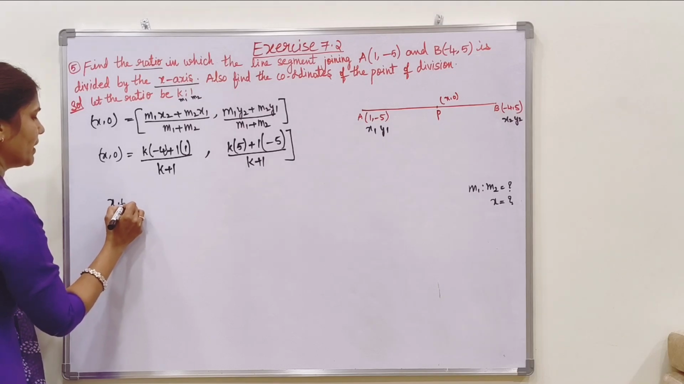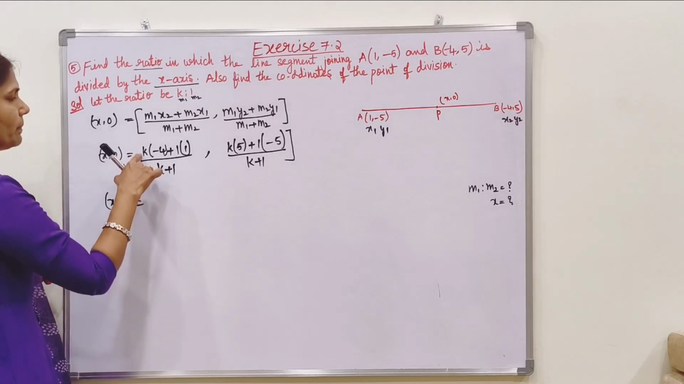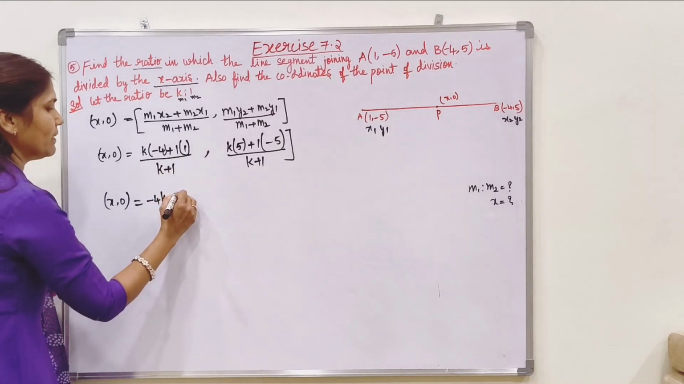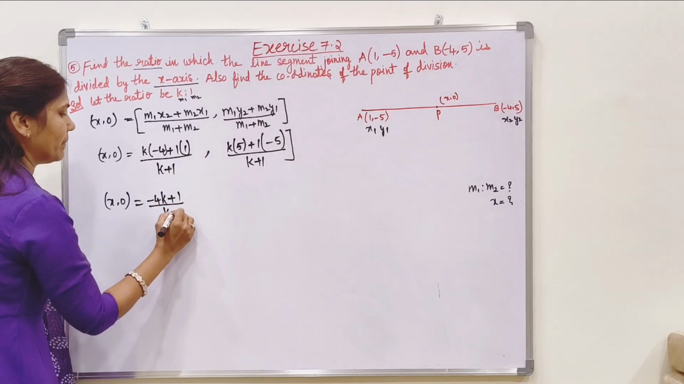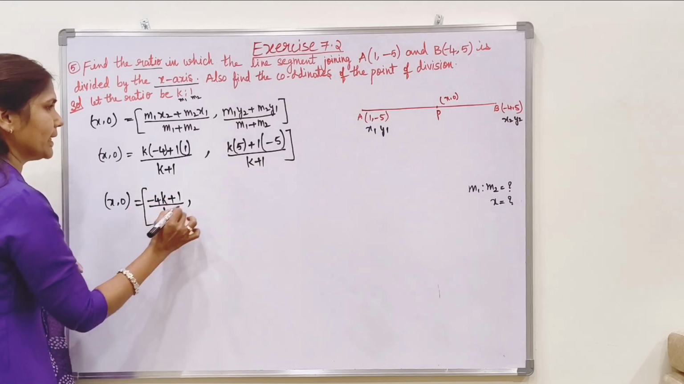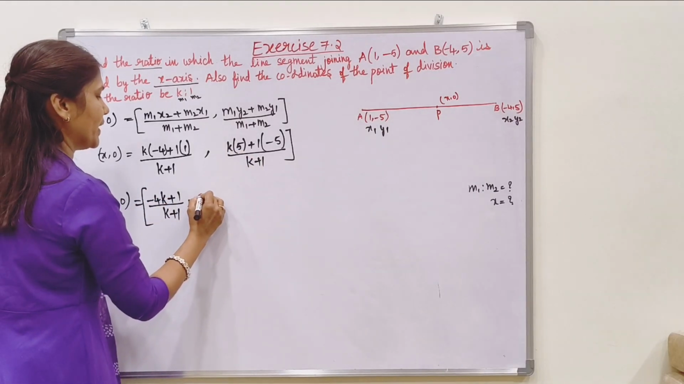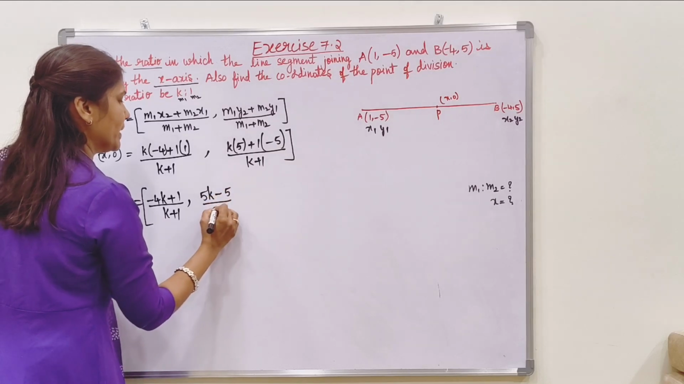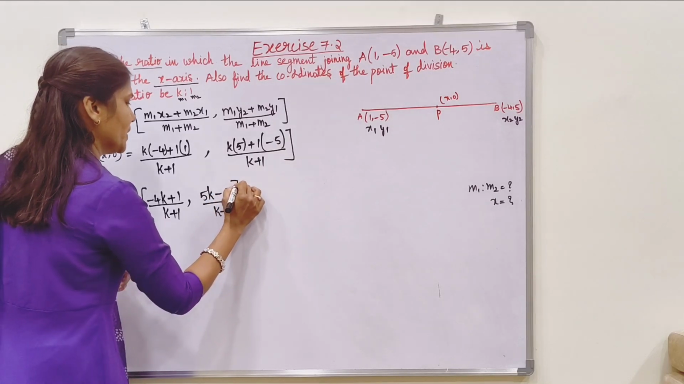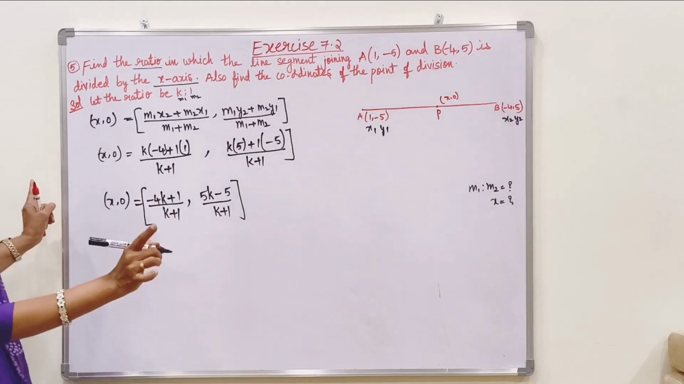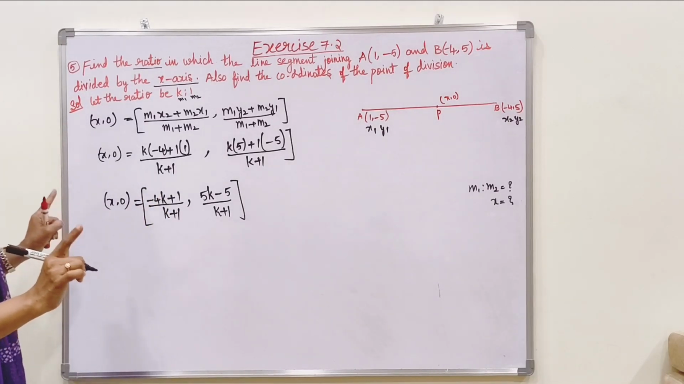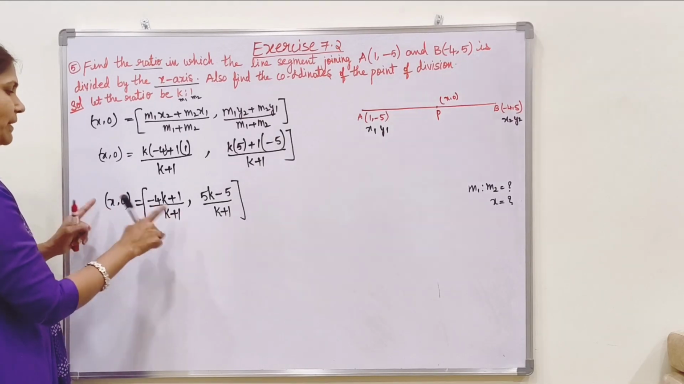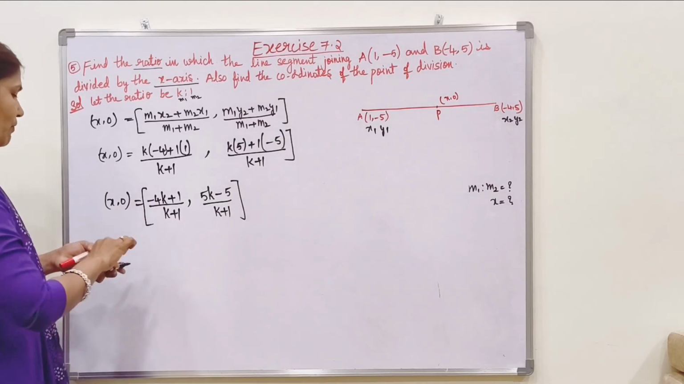So (x, 0) is equal to (minus 4k plus 1) divided by (k plus 1), and then (5k minus 5) divided by (k plus 1). Now there is no chance to simplify further. Here x is there, so with two variables it is not possible. So now what will we do?